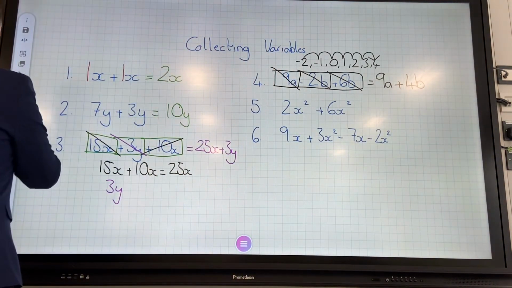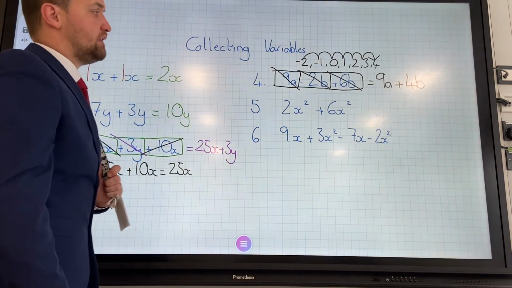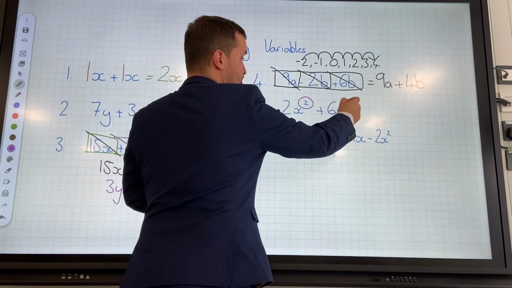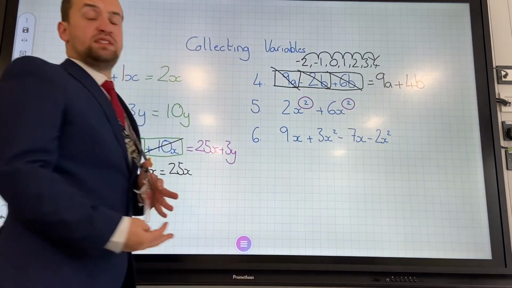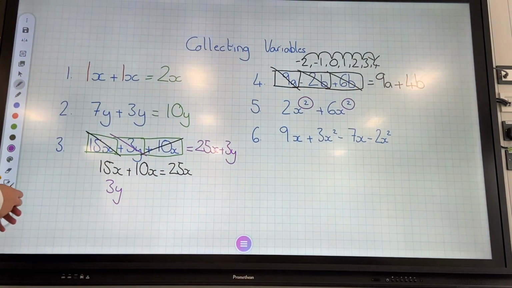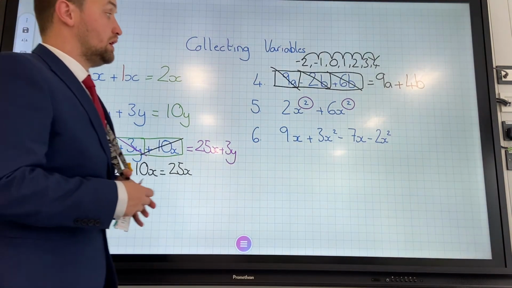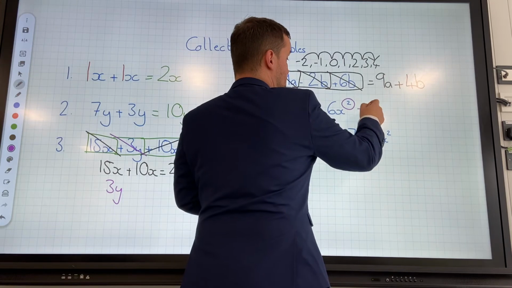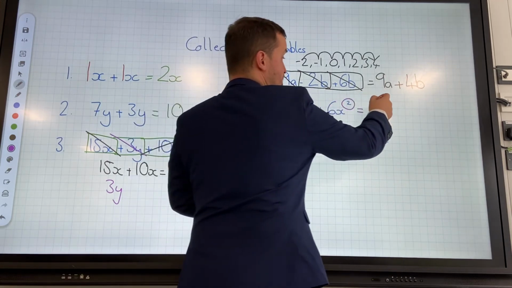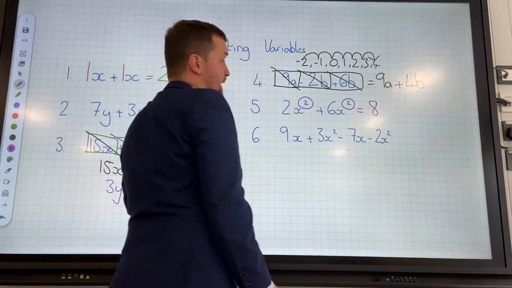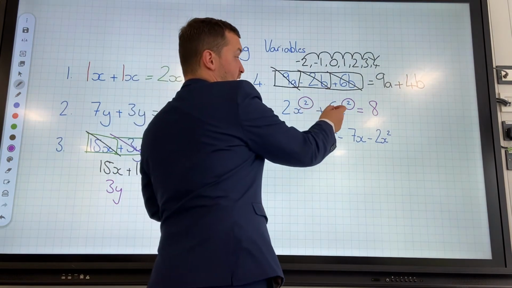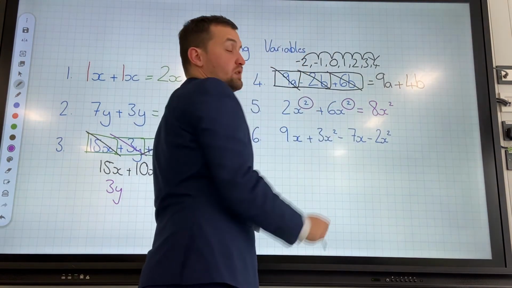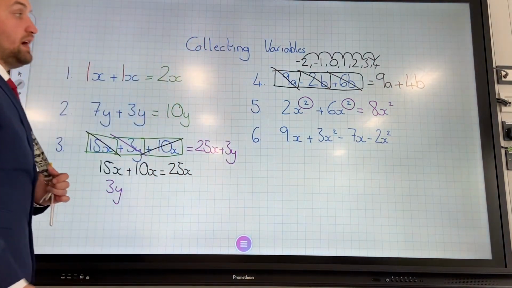Look at question 5 then. Okay, question 5 is slightly different. Why is it slightly different? Because you've got a power. Okay, do we still add them together in the same way? Yes, we do. Okay, you've got 2x squared plus 6x squared. I think 2 plus 6 is 8. Okay, and then we've got x squared and x squared, which is the same for both. So we can simplify these two so that we've only got one value that's got an x squared after it.